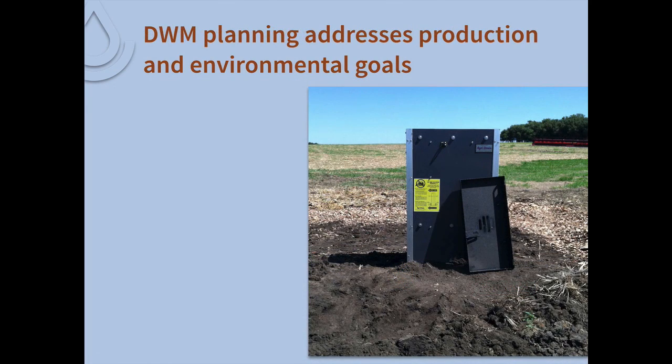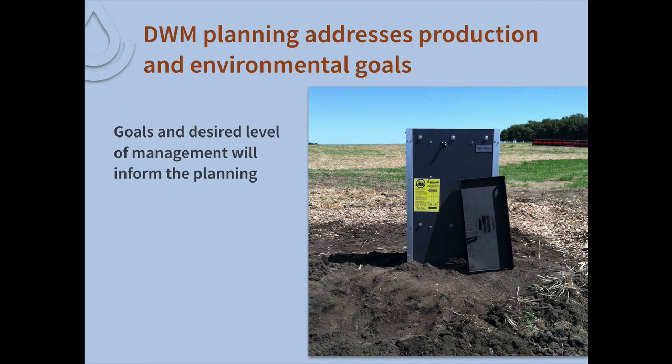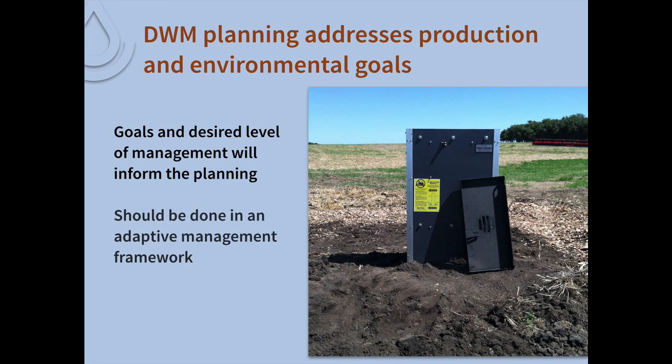In summary, then, the drainage water management plan should address both the production and the environmental goals for the system. Those goals, along with the desired level of management from the producer and other potential constraints for the system, should inform that planning process. And finally, since each situation is unique, drainage water management should be practiced in an adaptive management framework so that the drainage water management plan and the management of the system can adapt as necessary to best meet those goals.